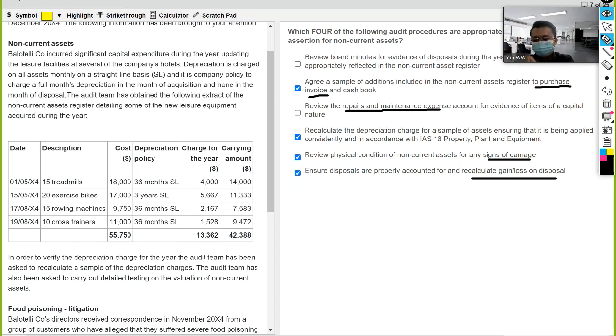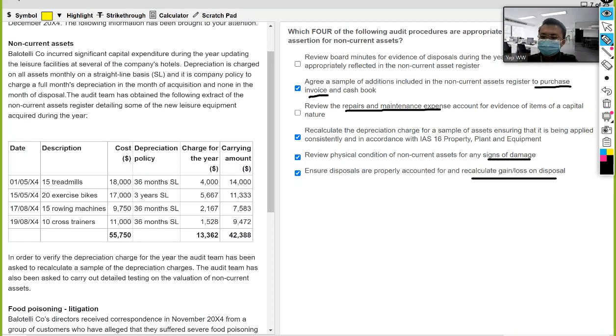A very good gain means you charged too much depreciation. Imagine I buy one motor vehicle. The first year, I charge 100% depreciation and write off the whole motor vehicle. Then next year, I sell it for half price. I still get a gain on disposal, make sense? Because my carrying amount becomes zero. Next year, I sell at 50% of my cost and I still have the gain of 50,000. So a very high gain on disposal is telling you that you are charging too much depreciation.